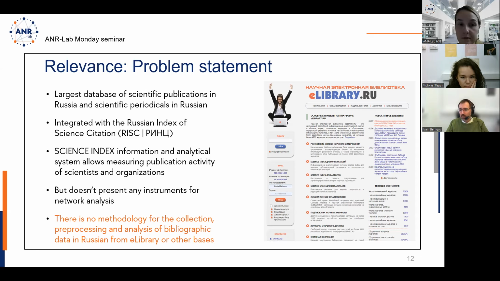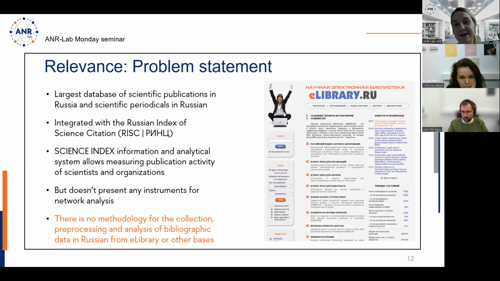But there is no instrument for network analysis, and there is not even an approach for how you can make collections in an institutionalized way. We were working with the library under contract, so that's why we had access to the API service to collect the data. But for general researchers, it's not the same situation as with Web of Science.